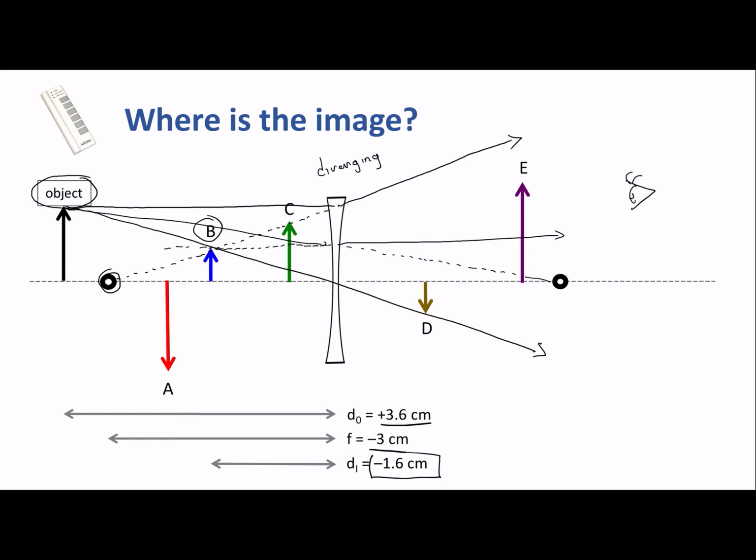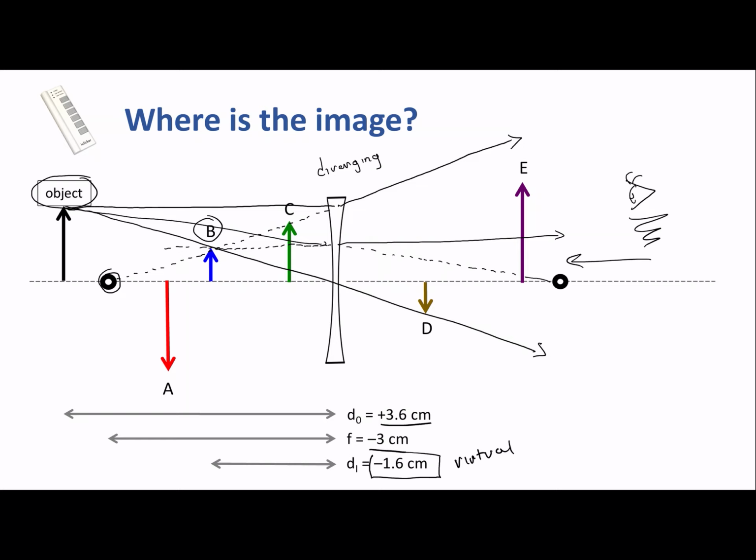Now, I'm just putting this here so we can check. Turns out that if you were to measure all these distances out after we've done our ray diagram, we would find that the image distance is minus 1.6 centimeters. Minus because it is a virtual image. It is on the same side of the lens as the object. If you were over here looking and you tried to reach out to get that image, your hand would bump into the lens before you could get there. That is a sign of a virtual image.